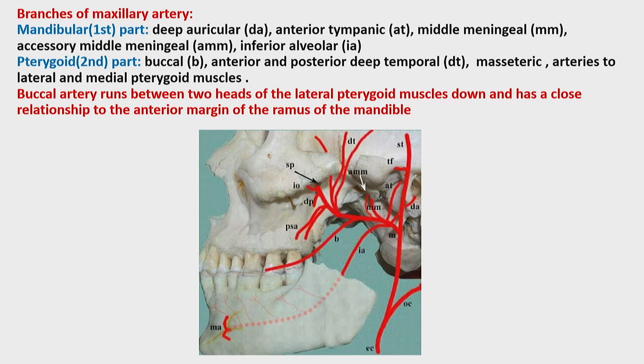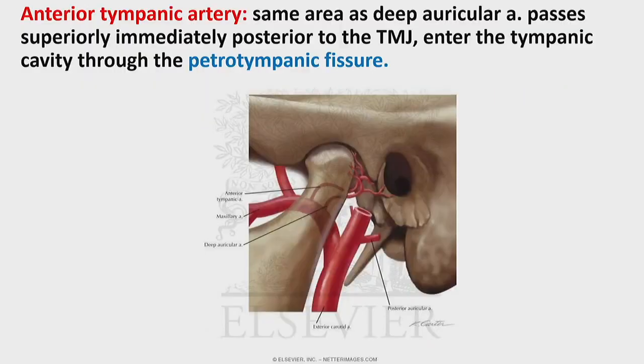So if you know the four masticatory muscles, then you know that the anterior and posterior deep temporal arteries supply the temporalis, the masseteric artery supplies the masseter, and the arteries to the lateral and medial pterygoid muscles. In addition to that, there is a buccal artery. The buccal artery has the same pathway as the buccal nerve, and it goes to the cheek region, responsible for blood supply of the cheek or buccal region.